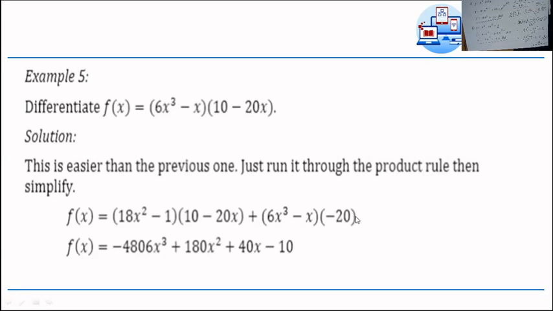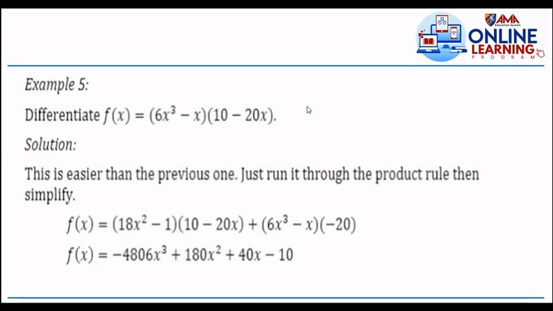Okay? If we're going to simplify that one, mangyari po doon, we have now a total of negative 480, no? Wala po yung 6 dito, no? It's a type of graphical error. Negative 480 x raised to 3 plus 180 x squared plus 40x minus 10. So that will be your first derivative.